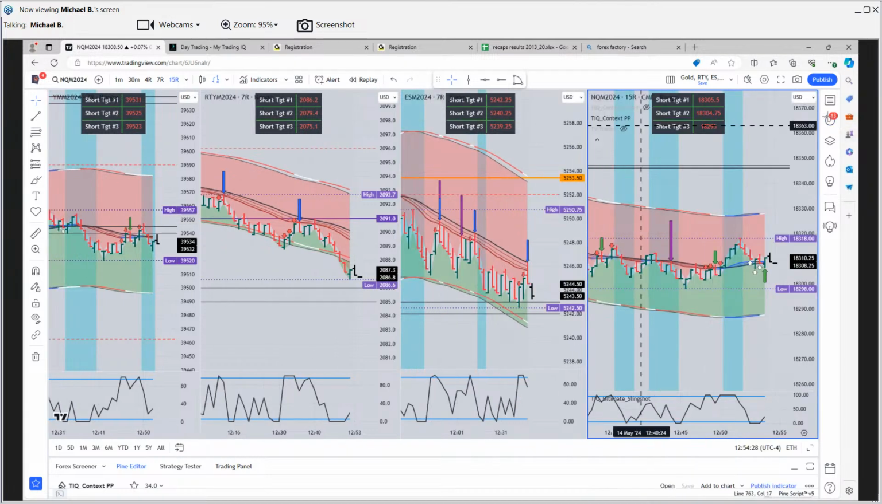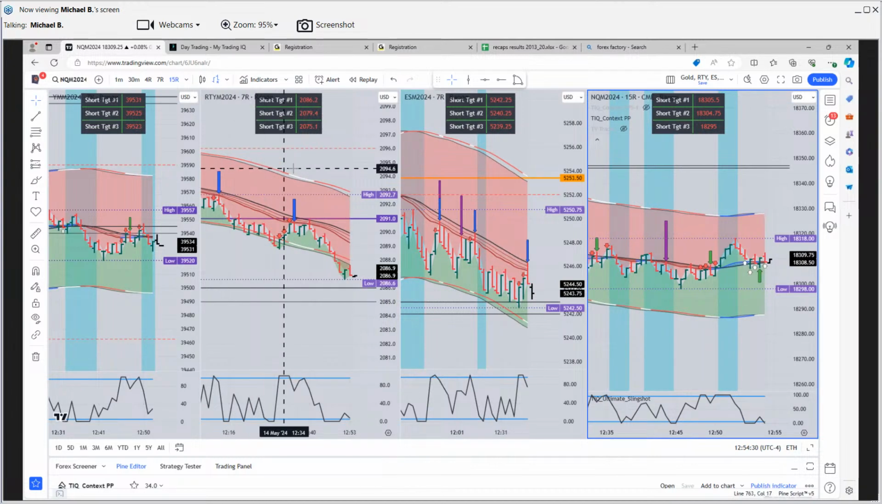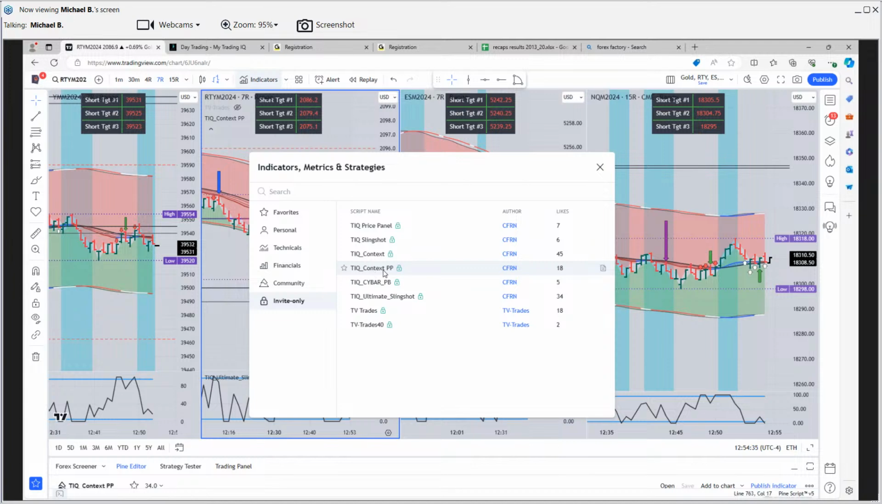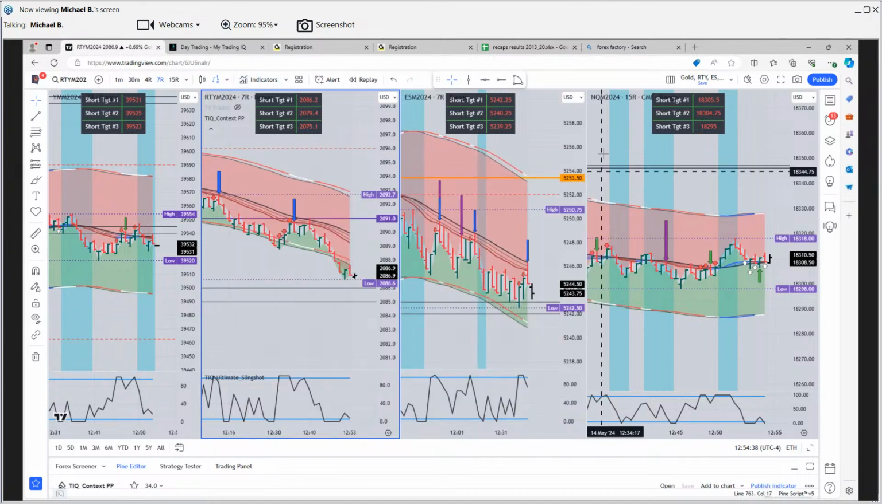So that is available to everybody now. All right. All you have to do is, if you have access to the context PP, all you have to do is go out, delete whatever context PP you have on your chart, and just add a new one, and it'll be active for you.